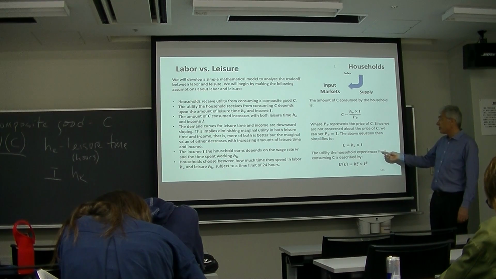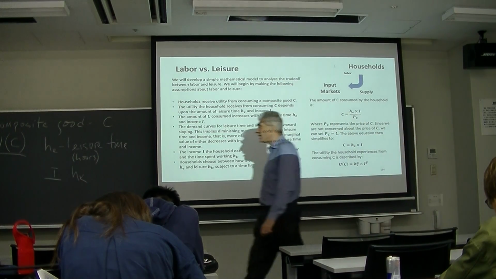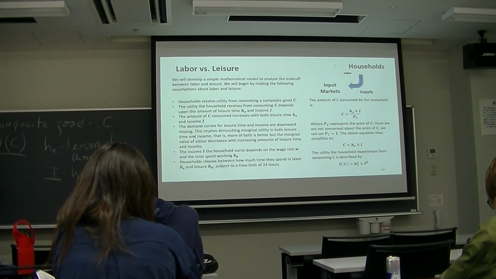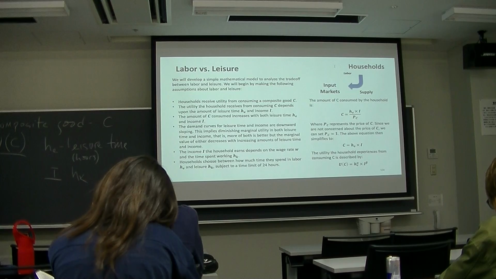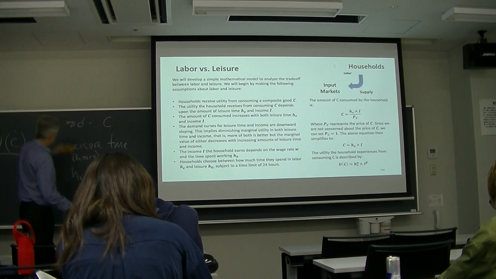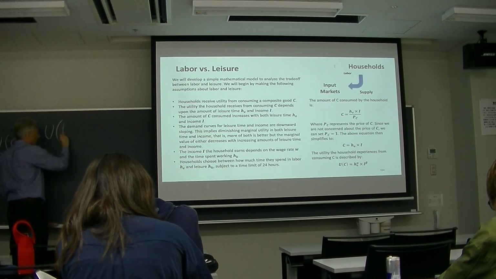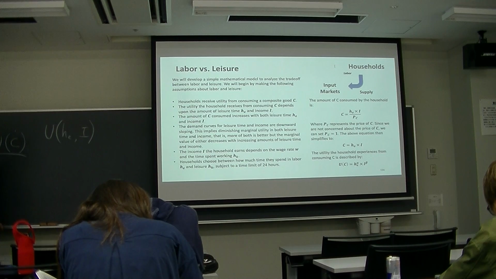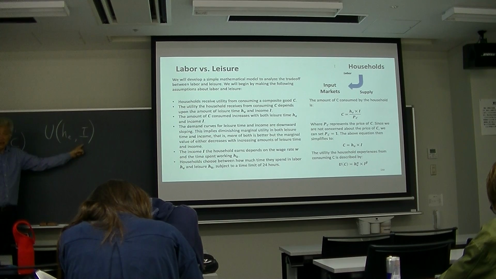So now I'm going to describe the utility, because the utility is a function of C, but C is a function of leisure time and income. So utility itself is a function of leisure time and income. So now we're getting close.